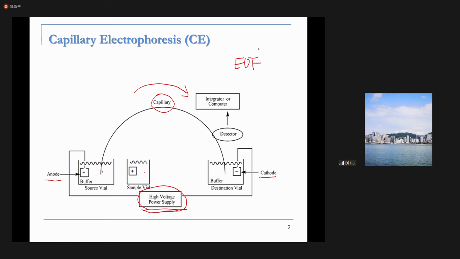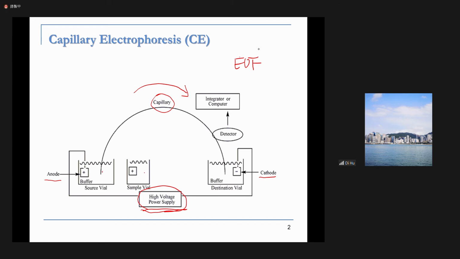It's electro-osmotic flow. However, if everything goes there, then how could they separate? The separation happens due to the charge. They have different charge, positive or negative, and the charge density is also something we can mention as a cause of the separation. It is a little bit similar to what we talked about in IC, but the elution order may be different.